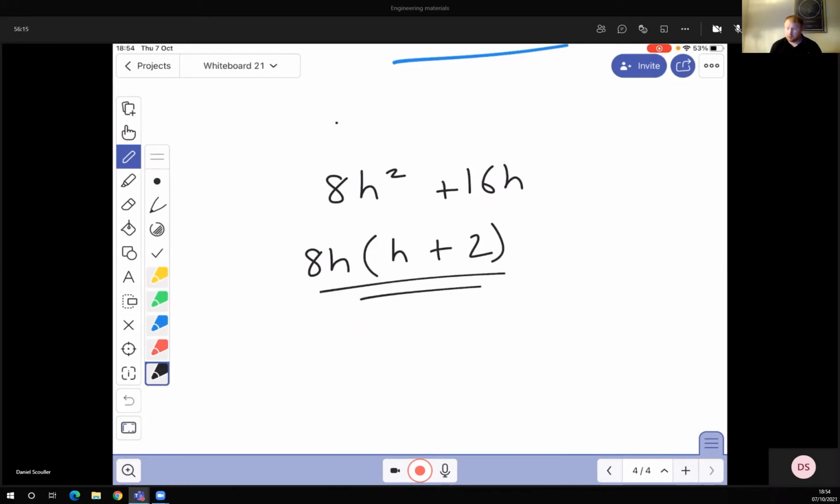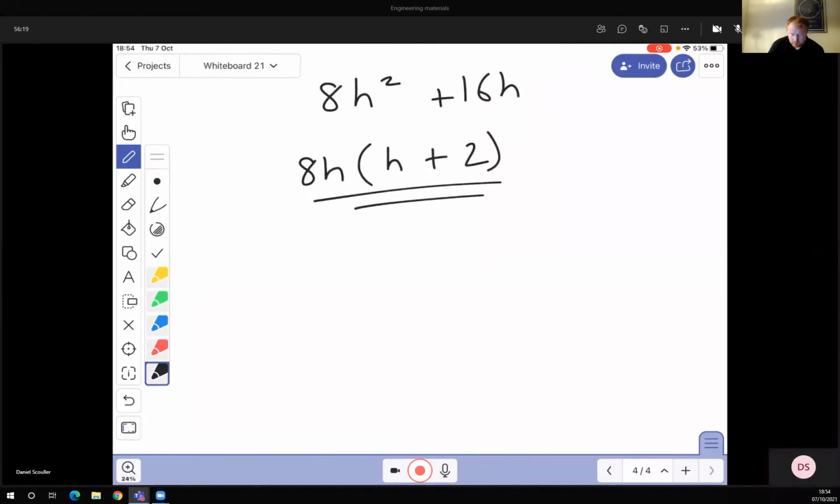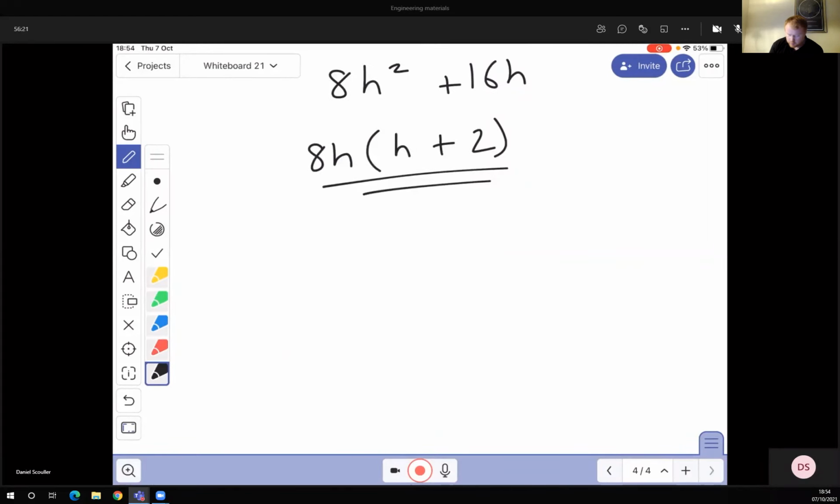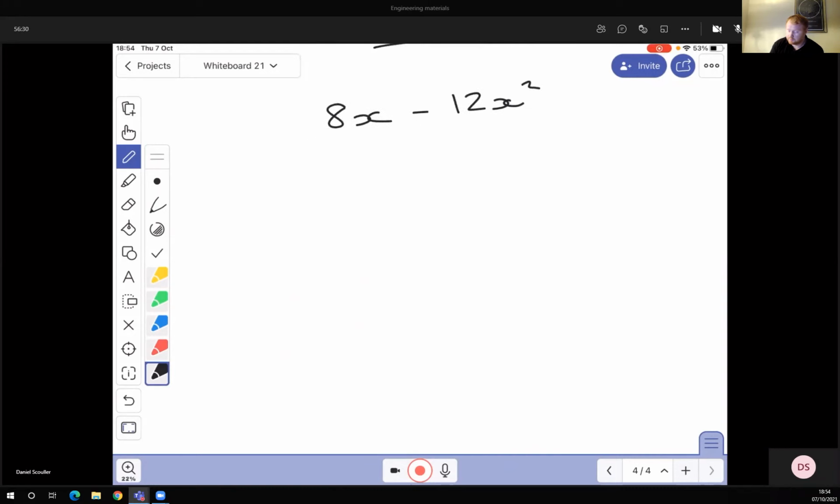And a letter there, we're going to take the letter with the highest power as the highest common factor. Next one there, let's do one more. A couple more actually, don't know why there's a red line. Let's do this one, which is 8x minus 12x squared. So we're asked to factorise that.